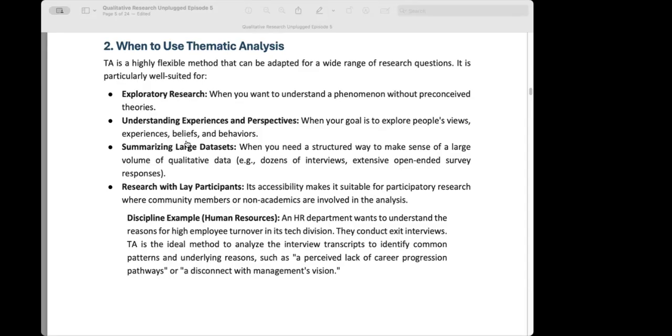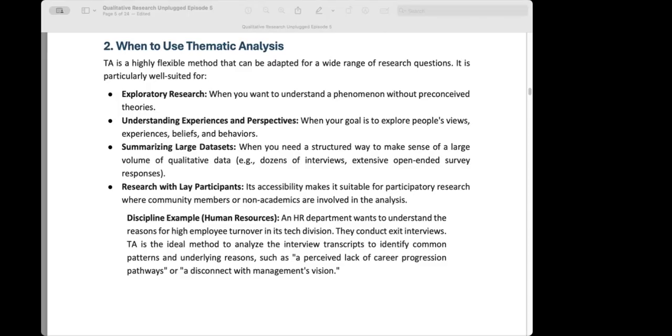And to give you a concrete example, let's consider a human resources scenario. Imagine an HR department wants to deeply understand the reasons behind a persistently high employee turnover rate in its tech division. They decide to conduct a series of detailed exit interviews. A classic scenario for qualitative inquiry. Exactly. Thematic analysis is the perfect method to analyze these interview transcripts. It allows them to systematically identify common patterns and, crucially, the underlying reasons for departure.